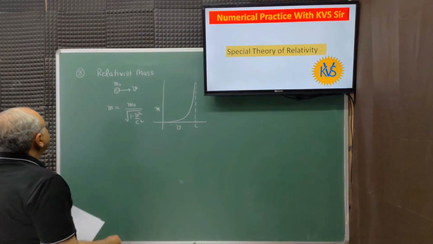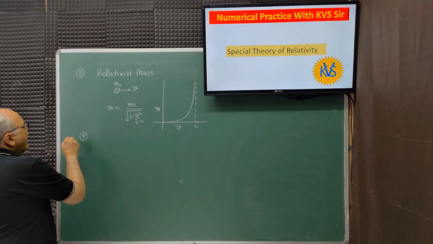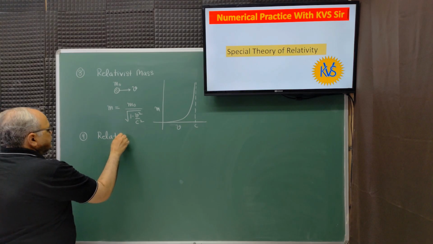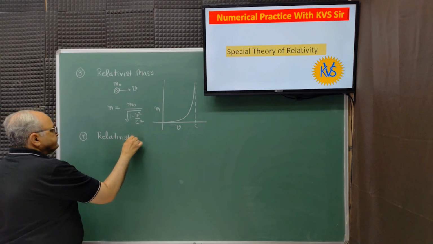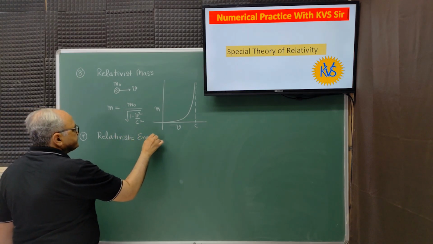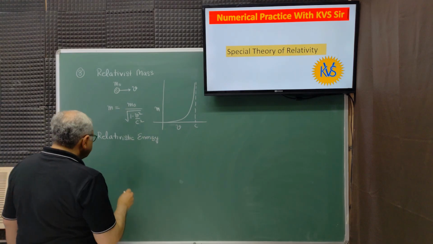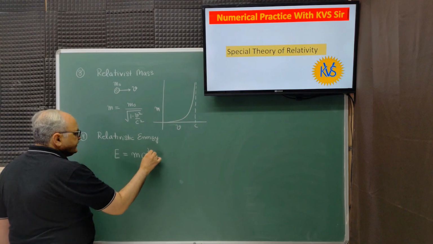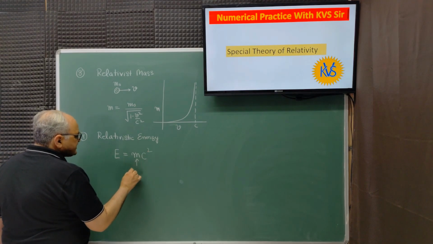Further, we have a concept of relativistic energy. This is given as E equals mc square, where m is the relativistic mass.